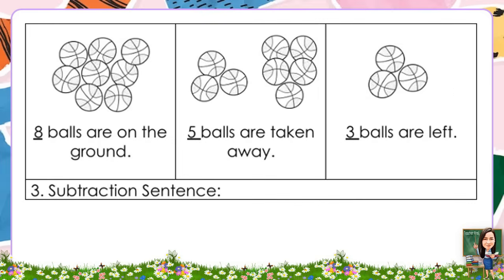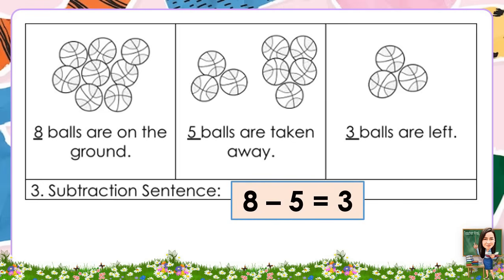Third picture. First illustration, 8 balls are on the ground. Second illustration, 5 balls are taken away. And third illustration, 3 balls are left. So what is the subtraction sentence for this? Correct. The subtraction sentence is 8 minus 5 equals 3.